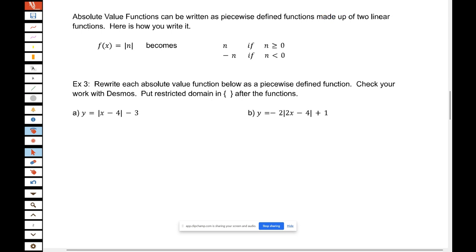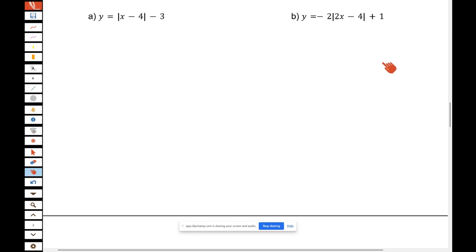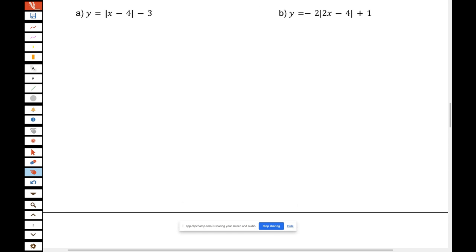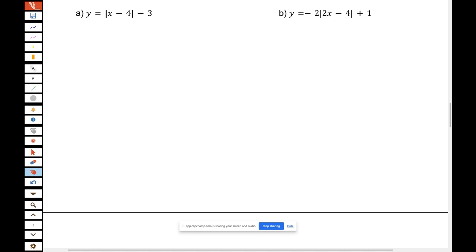Here's how you write it. F of x, absolute value of x, becomes what's inside if it is greater than or equal to 0, and the opposite of what's inside if the inside is less than 0. We actually are going to use that process to write the 2 equations. So let's do it with this first one, and then we'll graph it on Desmos just to confirm that it worked. I want you to be able to see the notes while I do this.